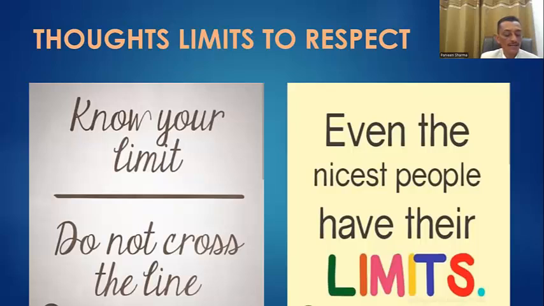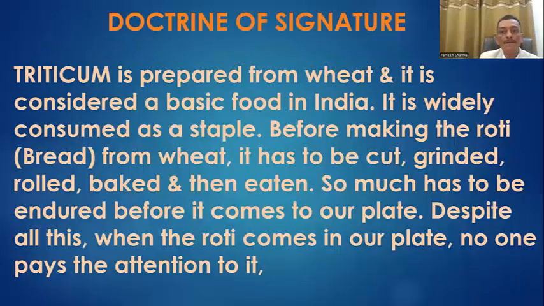Similarly, we can see this through the doctrine of signature. Triticum is prepared from wheat, and it is considered a basic food in India. It is widely consumed as a staple. Before making the roti from wheat, it has to be cut, ground, rolled, baked, and then eaten. So much has to be endured before it comes to our plate.